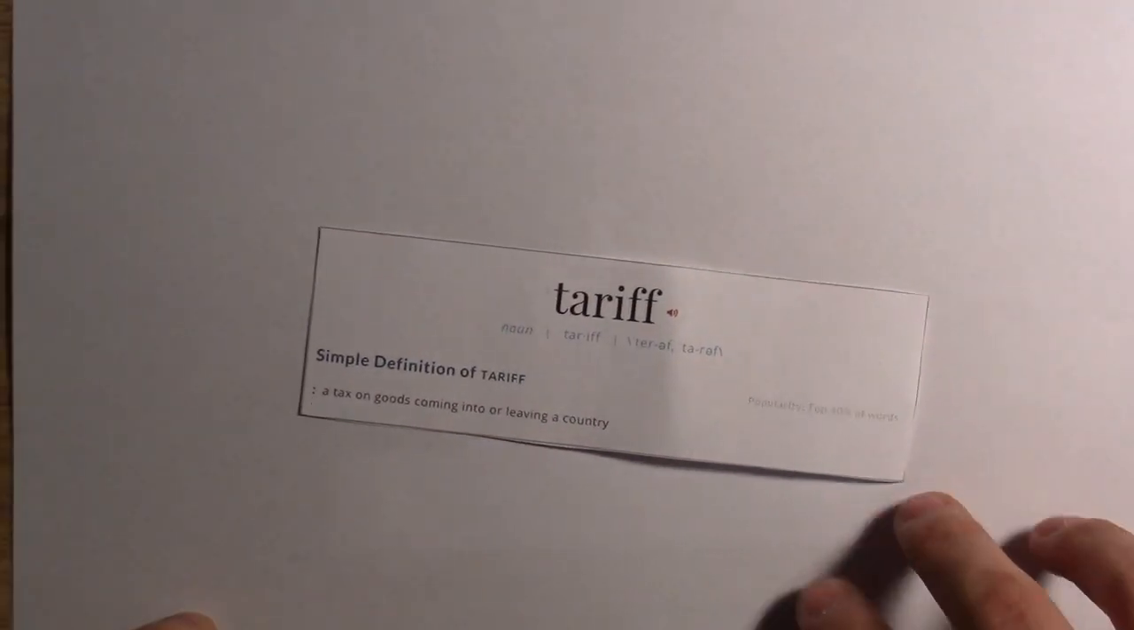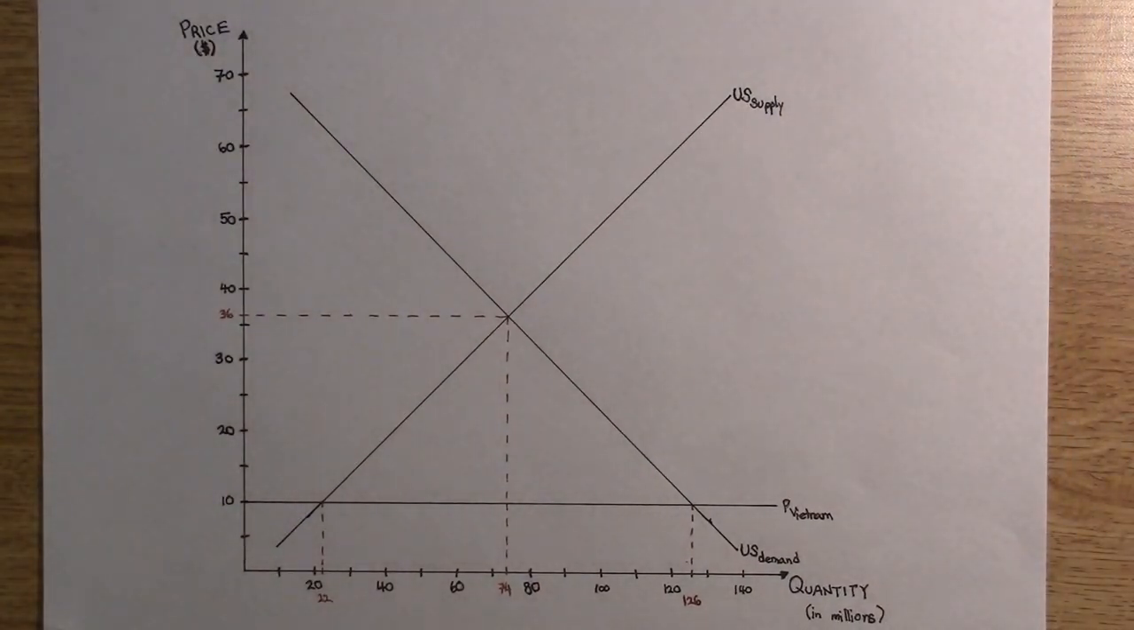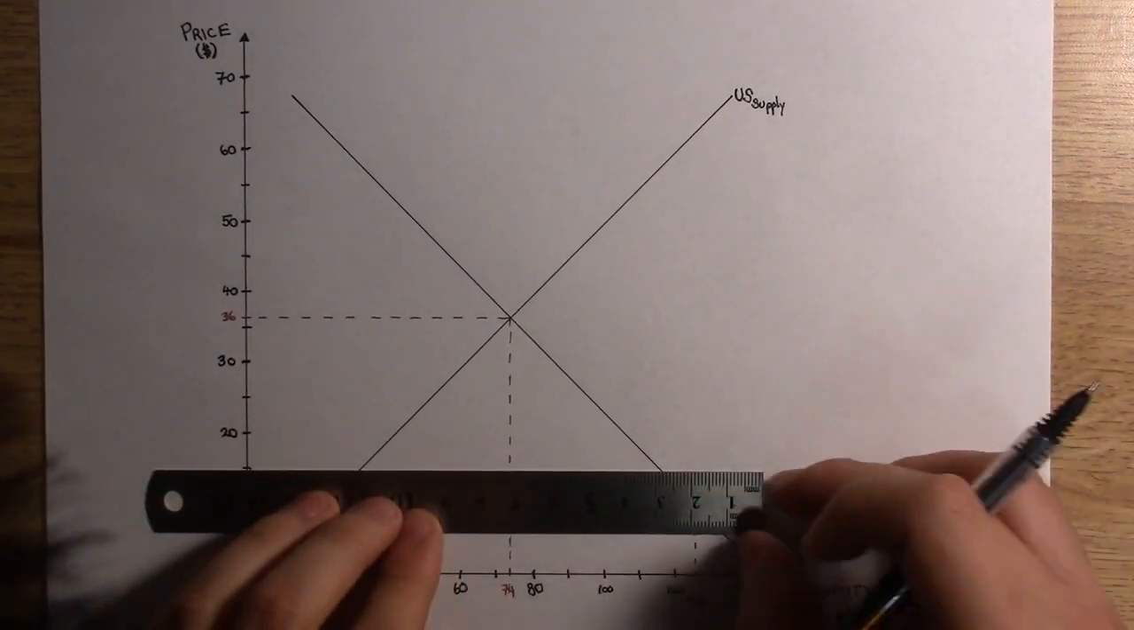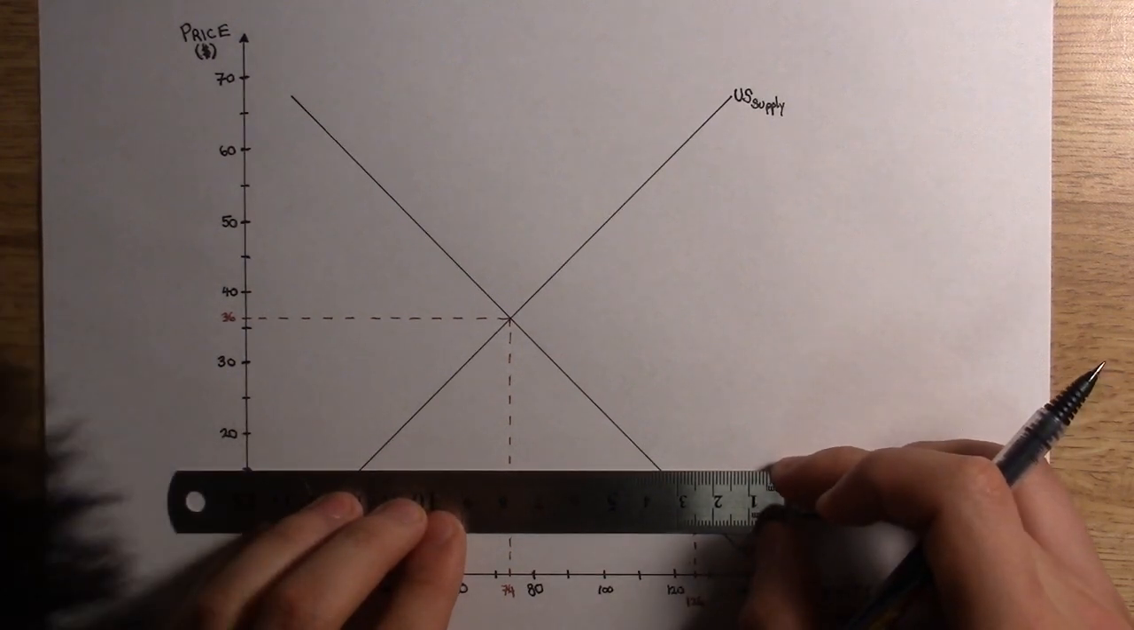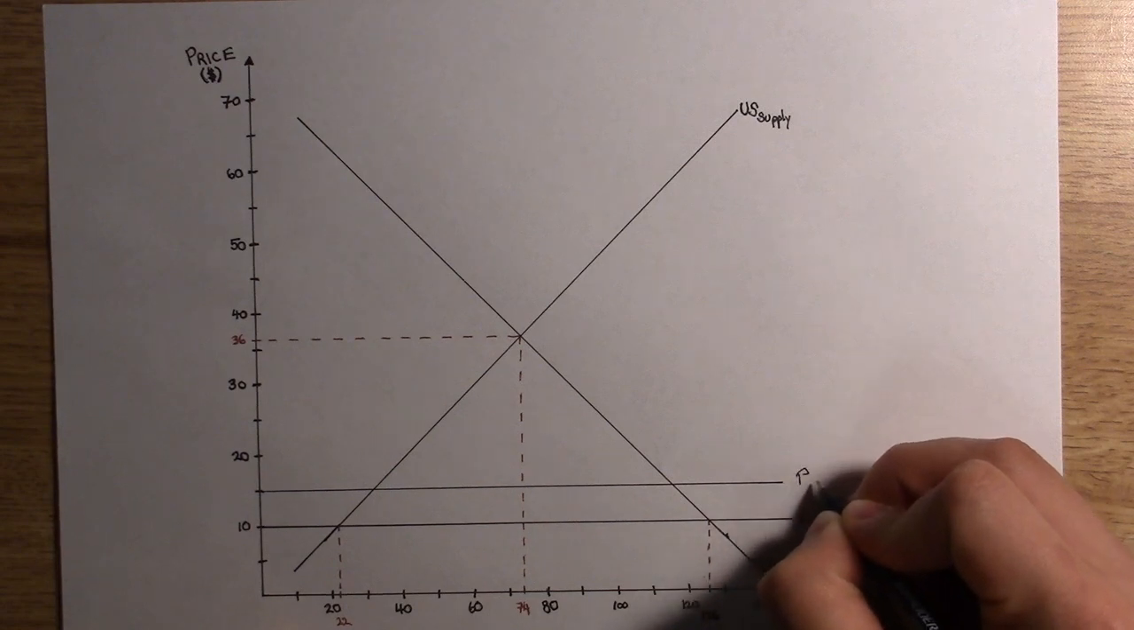Now, a tariff is, as put simply in the Merriam-Webster dictionary, a tax on goods coming into or leaving a country. In this situation, we will consider taxes on goods coming into the US from Vietnam. Let's say the US government decided on a $5 per shirt tariff. This will mean that our Vietnam price line will rise to the $15 line because prices are raised by $5.